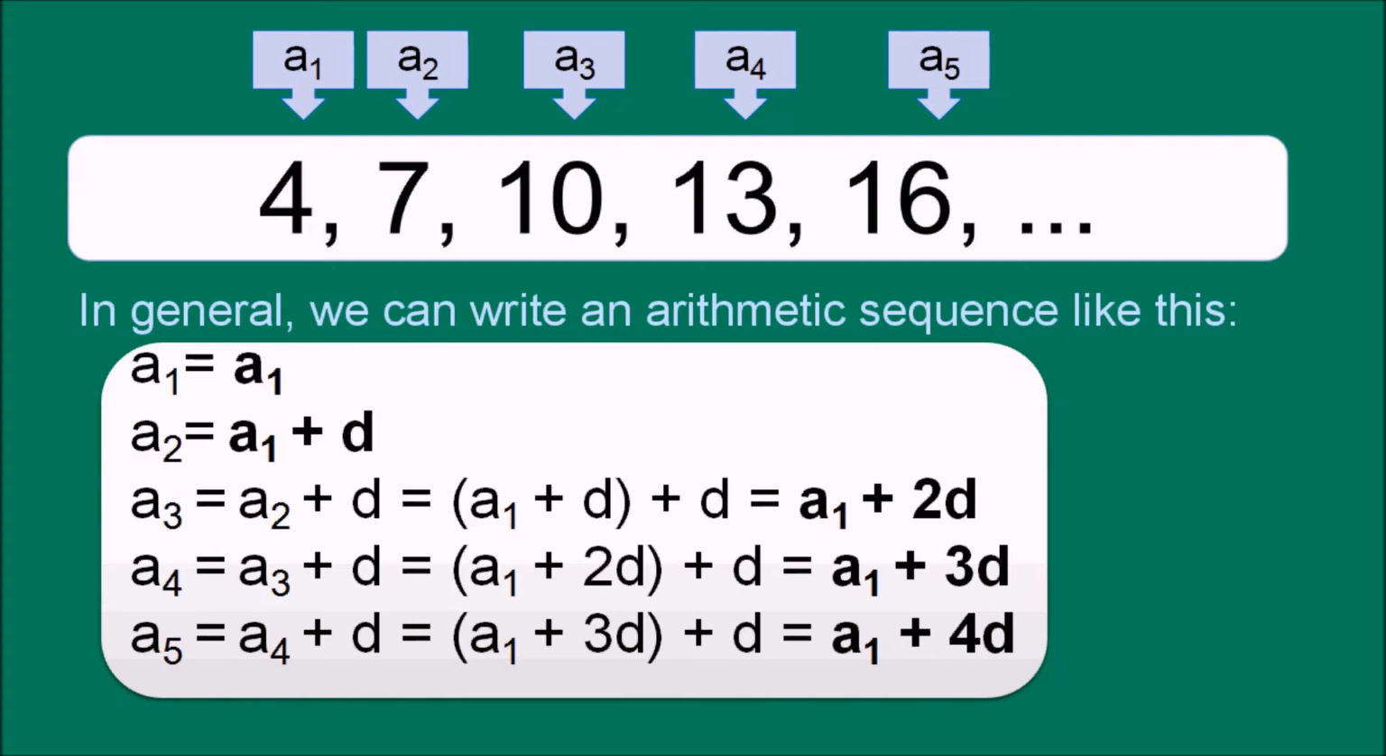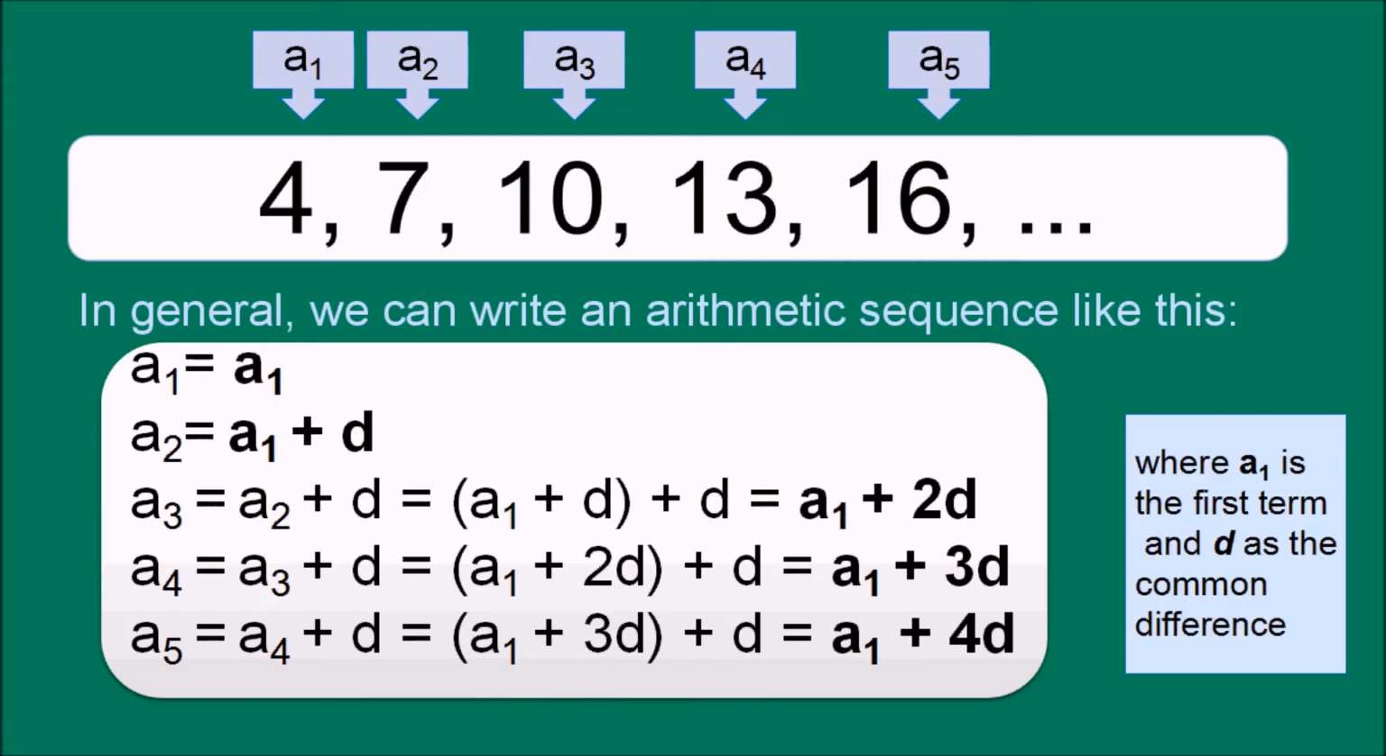A sub 5 is equal to a sub 4 plus d, or a sub 1 plus 3d plus d, which is equal to a sub 1 plus 4d, where a sub 1 is the first term and d is the common difference. As noticed, the coefficient of d is 1 less than the subscript of a.